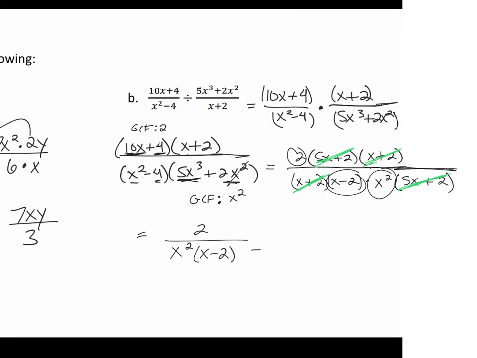Okay, so in order to be completely simplified, I'm going to have to distribute that x. So that'll be x cubed minus 2x squared. Now, this is perfectly simplified.